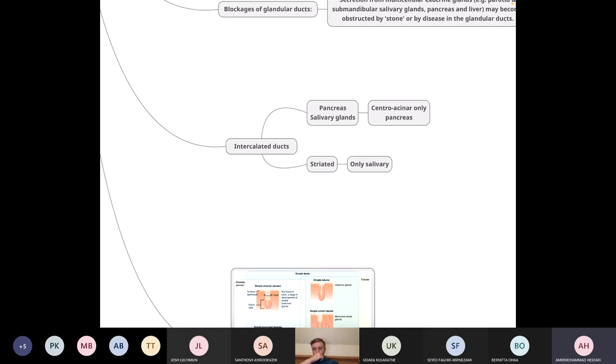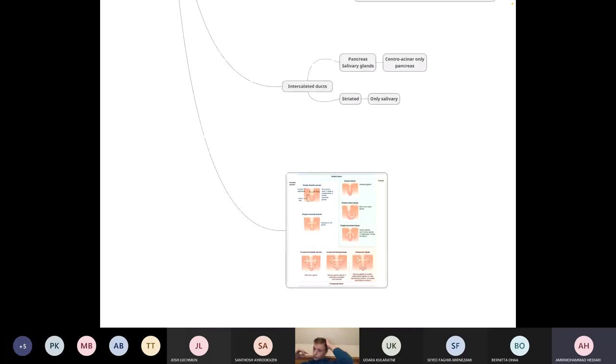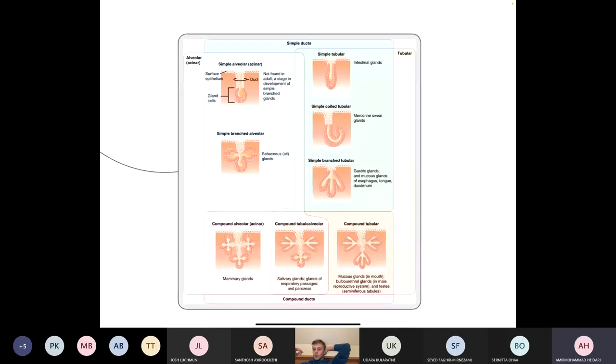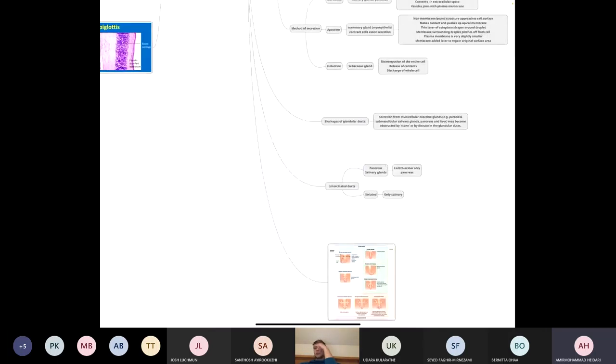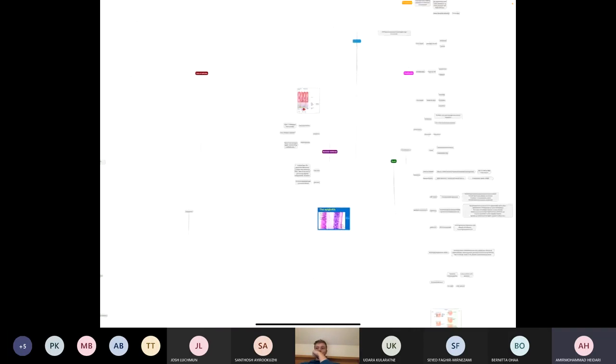So moving on. Salivary glands actually have intercalated ducts that are striated. And striations are just features on cells that increase the absorption function of cells. So salivary glands would absorb different things in different circumstances, so these are necessary for them to have. And you can read about the classifications. You don't need to really know them, but these are just for your reference here.